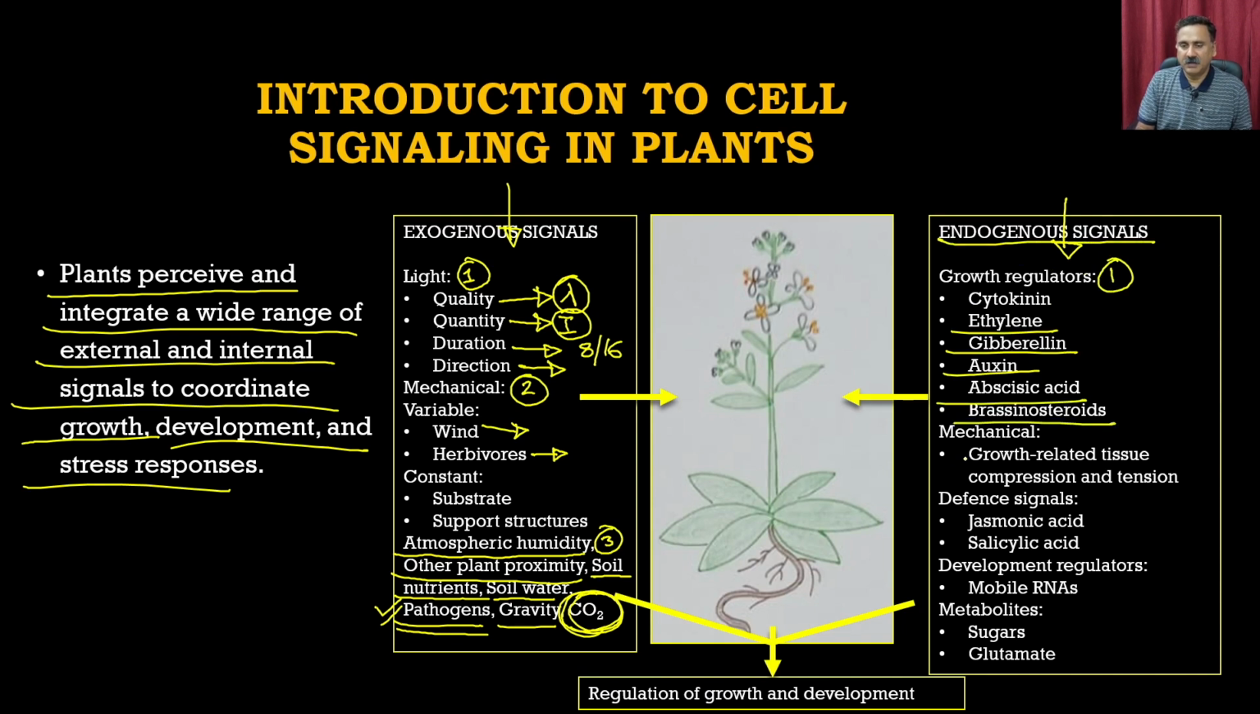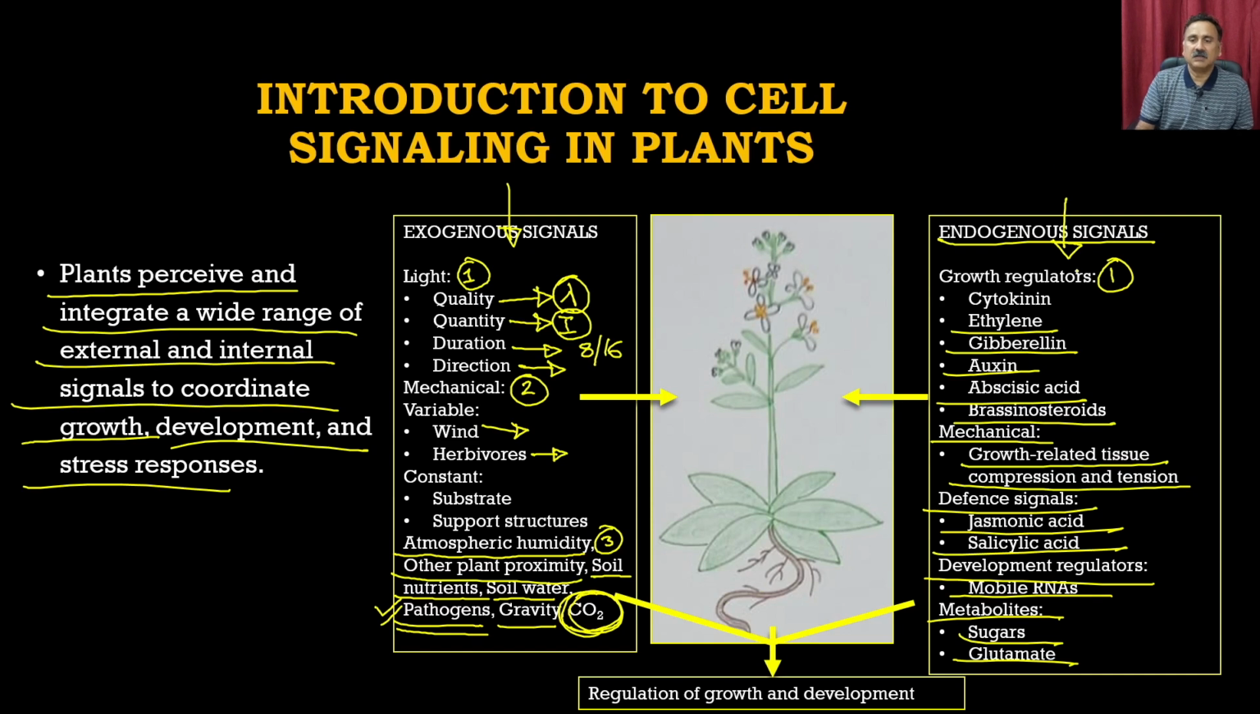And then we also have the mechanical endogenous signals, like growth-related tissue compressions and tension. Then we have the defense signals like jasmonic acid and salicylic acid. Then we have developmental regulators like mobile RNAs. And then we also have metabolites like sugars, glutamate, and so on. And all these, whether exogenous or endogenous signals, are going to regulate growth and development. So let's first start with the first signal, and that is the light signal.